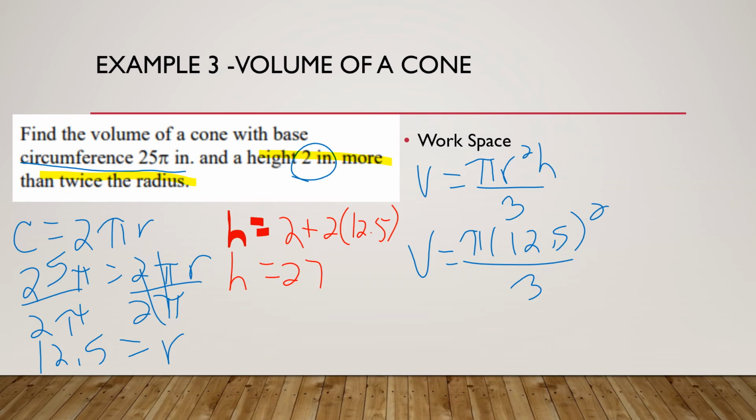So in our volume formula, we're now going to substitute in 27. So again, we would do the math. We would take 12.5 squared times 27 divided by 3, and that gives us 1,406.25 pi. And this time we're measuring in inches. It's volume, so it'd be inches cubed.